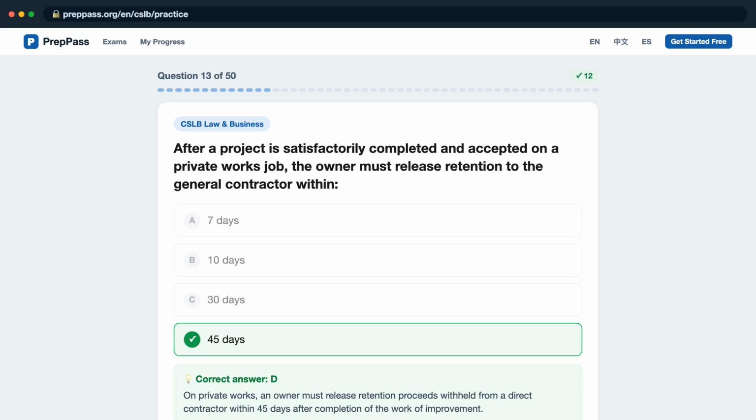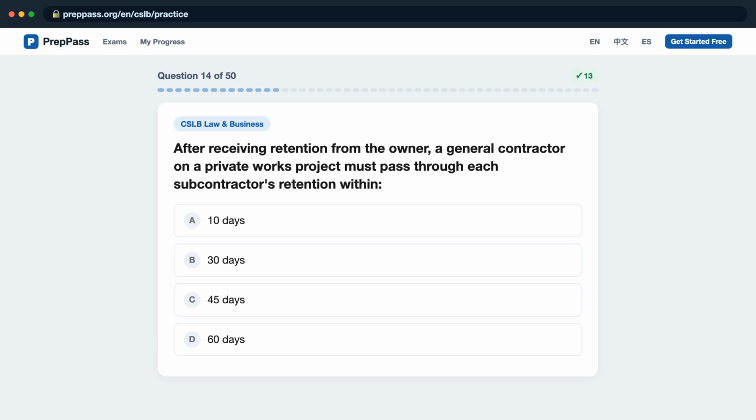On private works, an owner must release retention proceeds withheld from a direct contractor within 45 days after completion of the work of improvement. Question 14.